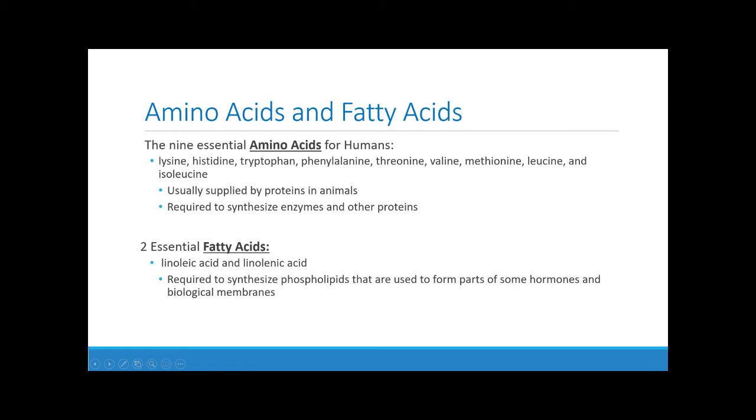When talking about amino acids and fatty acids, there's 9 essential amino acids for the human body's function. So lysine, histidine, tryptophan, phenylalanine, threonine, valine, methionine, leucine, and isoleucine. So if you took Bio 1 already, you know that there's 21 most common amino acids in the body. So these ones are essential for humans, and these are usually supplied by proteins in animals. So in a regular healthy diet and with some protein, you can receive these amino acids. So they're required to synthesize enzymes and other proteins.